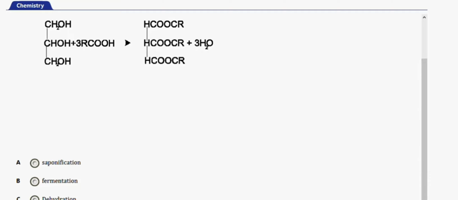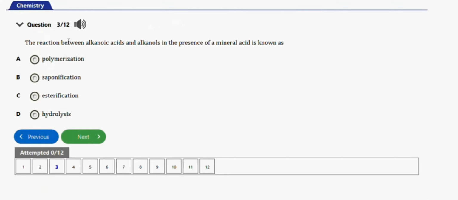The next question will be this one. It says the reaction between alkanoic acid and alkanols in the presence of acid is known as esterification, option C. That's it for this question. The next question will be, it says the process by which alkanoic acid reacts reversibly with alkanols is known as esterification. So when alkanols react with alkanoic acid, you're going to have esterification, and ester will be produced.